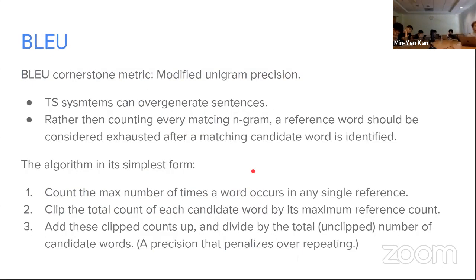Then we also have the BLEU metric, which is a precision-based metric. But I'm just showing you the most simplistic versions of these algorithms because there are so many versions that people have been using. The motivation behind BLEU, first of all, is that text summarization systems can overgenerate sentences, as we discussed in all of the models that we have done so far. So rather than counting every matching n-gram, a reference word should be considered exhausted after a matching candidate word is identified.